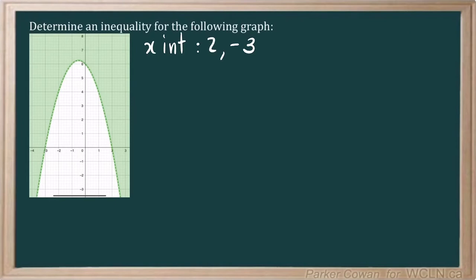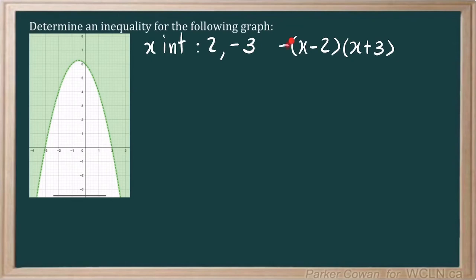So typically we would work in the opposite direction, but we can take these zeros here and turn them into factors of our equation for the parabola. So this would look like x minus 2 and x plus 3, right? Now, one important distinction to note is that this is also a negative graph, so we have to throw in that coefficient at the front and make it negative.